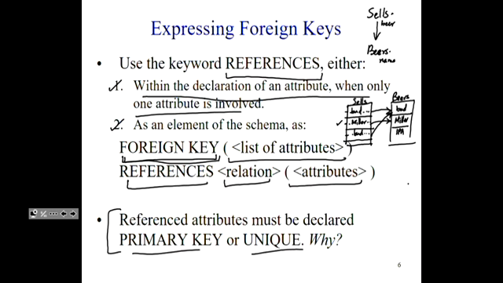Yes? So, if beers had more than one attribute as a primary key, like they were both part of a single key, then would cells have to reference both of those attributes, or could it reference only one of those? So it would have to reference both. Okay. So you can't have a foreign key relationship with an attribute which is not a primary key or unique. So you can't reference part of a primary key or a unique pair, right? It has to be the whole thing, because you could still have multiple tuples that have the same value for that attribute.